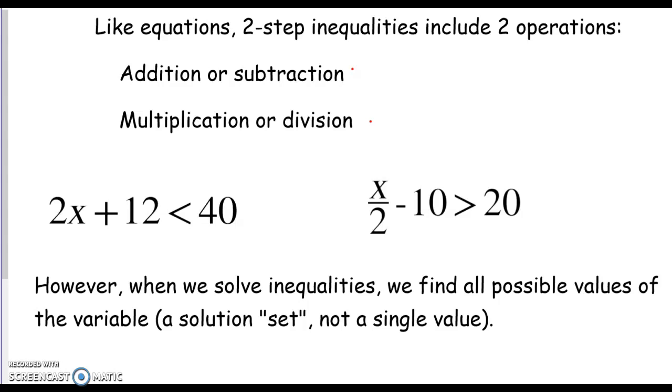Okay, just like with equations, two-step inequalities include two operations, addition or subtraction, multiplication or division. The difference is, instead of an equal sign, they have what we call an inequality symbol. We're going to talk about those in a minute. And that changes things up a little bit, all right? When we solve inequalities, we find all possible values of the variable, okay? Not just one, so we come up with a solution set, a whole bunch of numbers, not just a single value. That's important to remember, okay?